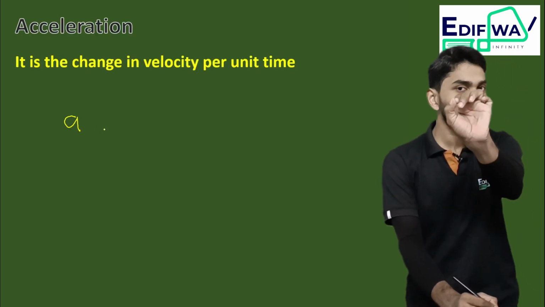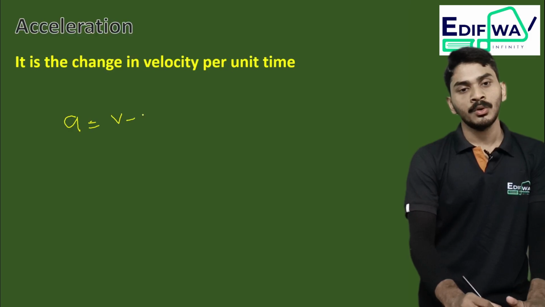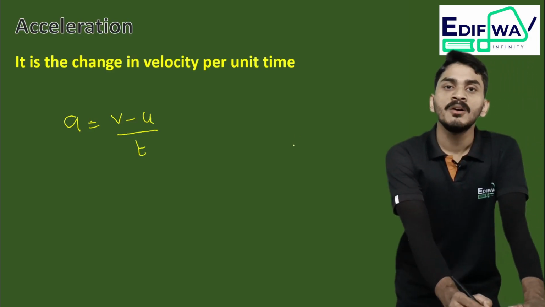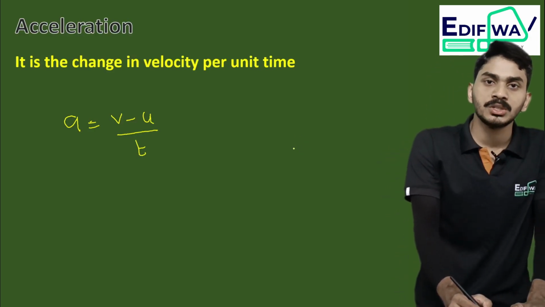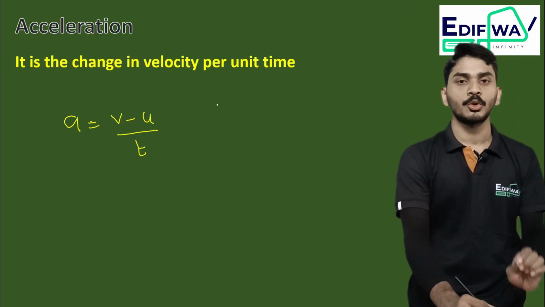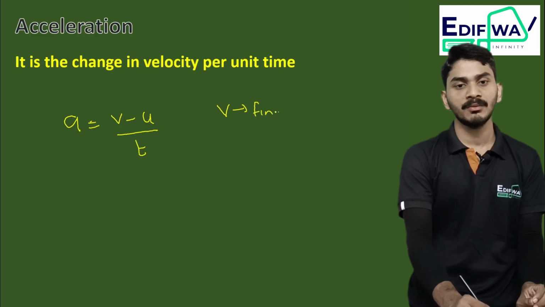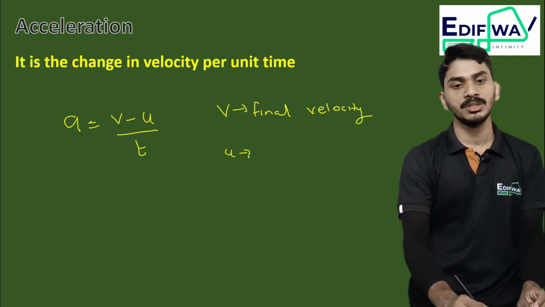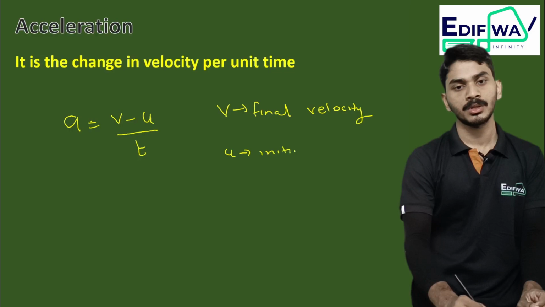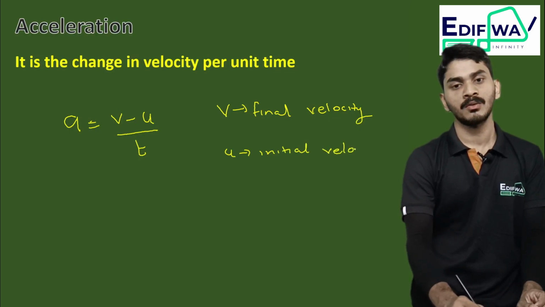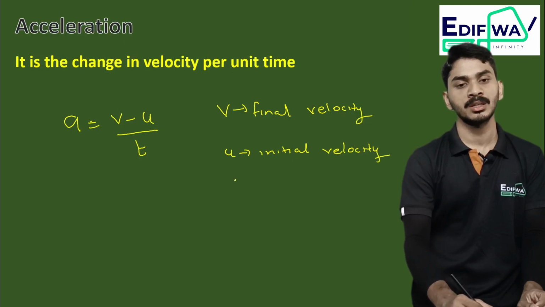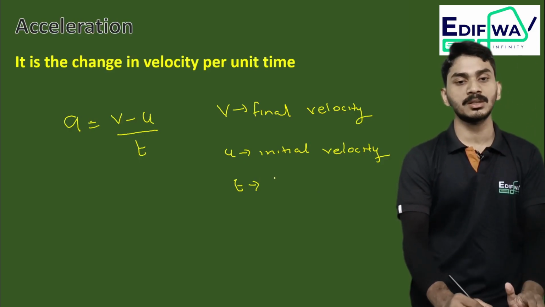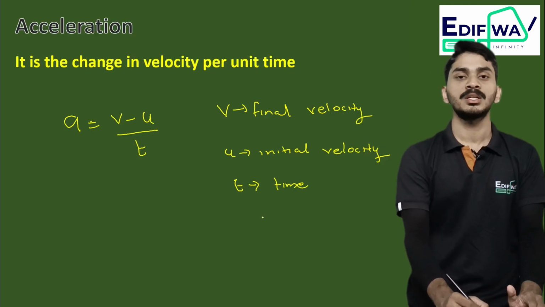We write the equation for acceleration as: acceleration a is equal to (v minus u) divided by t, where v is the final velocity, u is the initial velocity, and t is the time taken to change the velocity from u to v. a is the letter we use to represent acceleration.